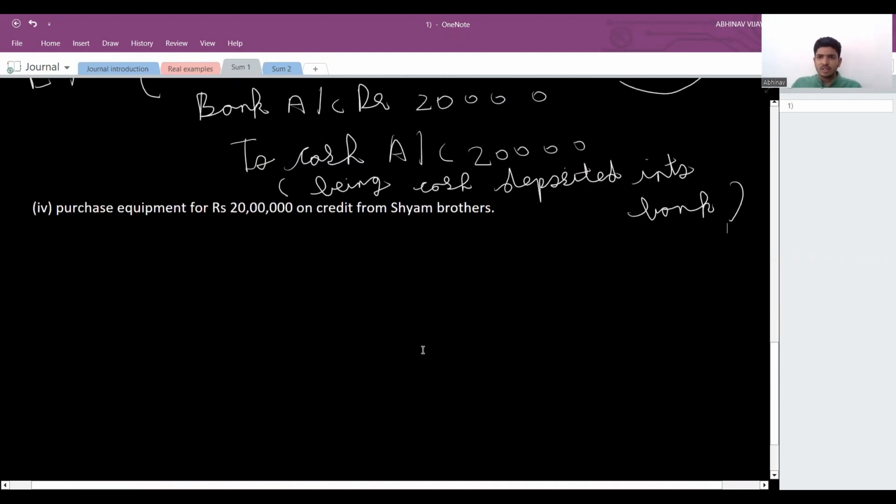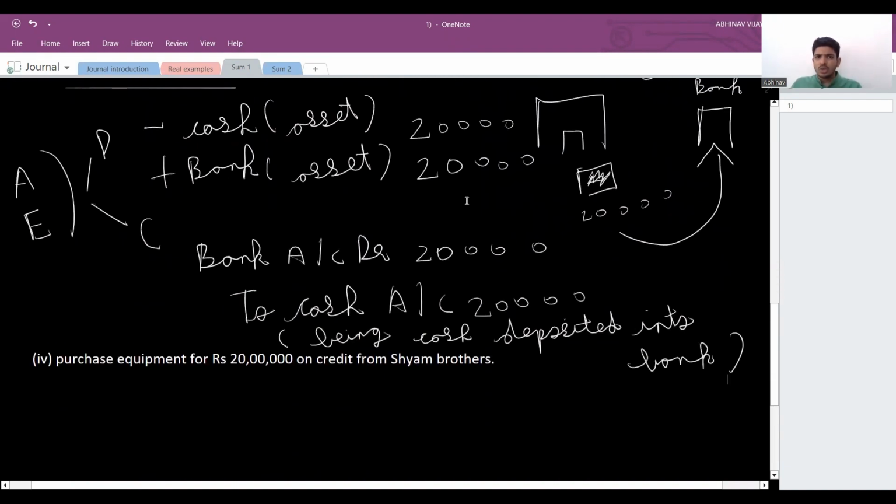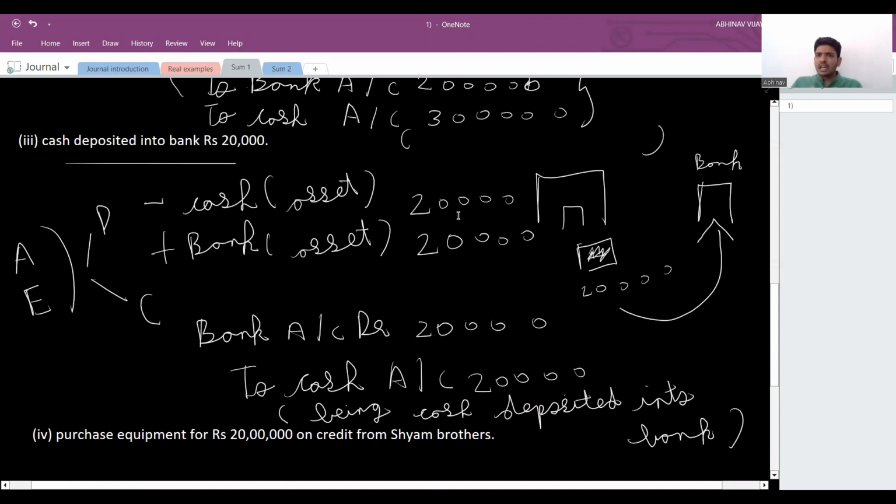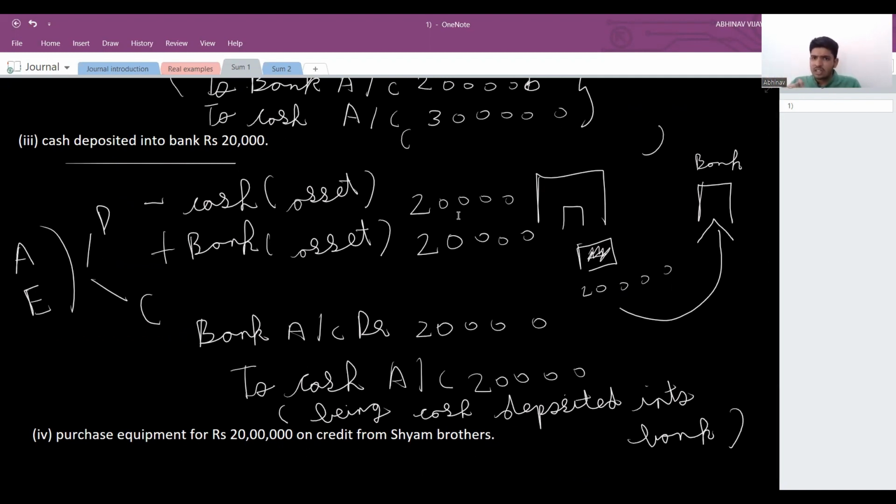Next question. You're clear with this question, right? Cash you physically had, you go and put it in the bank account by giving it to the bank's cashier. That's what this entry means. So your physical cash in your business gets reduced and your bank balance increases by the same amount.